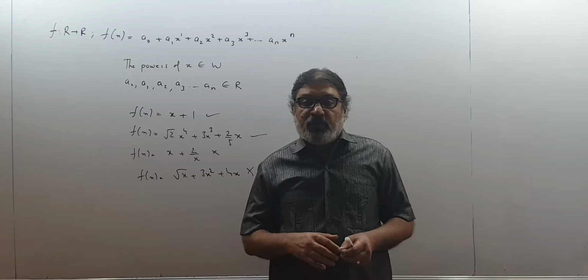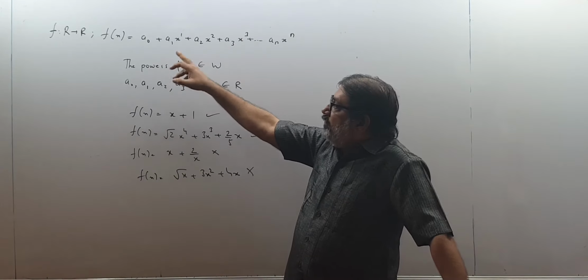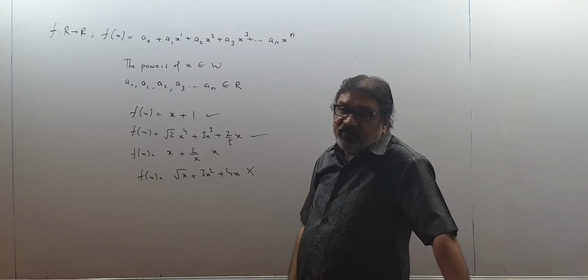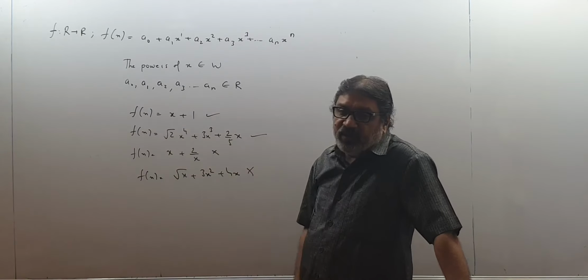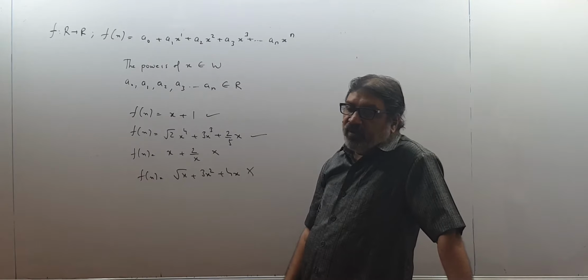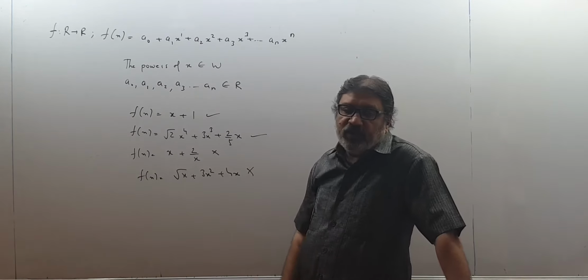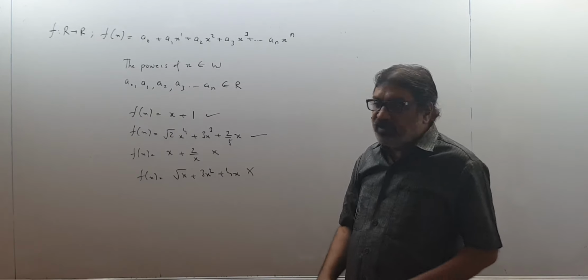So what will be a polynomial function? f(x) will be in the form of polynomial. a0, a1, a2, a3, they can be irrational numbers also, like here root 2, irrational number. Coefficients can be any real numbers, and the powers of x will be only whole numbers. Then only it will be called a polynomial function.